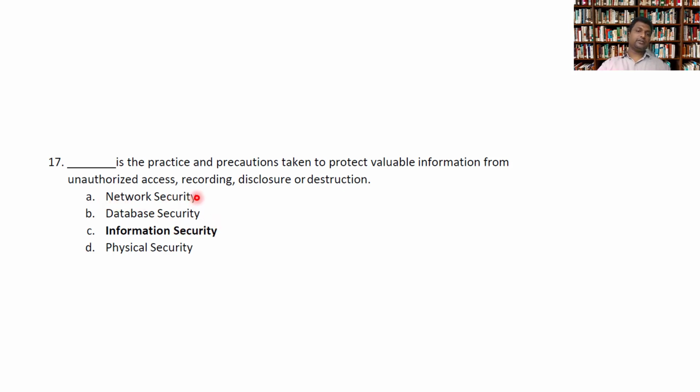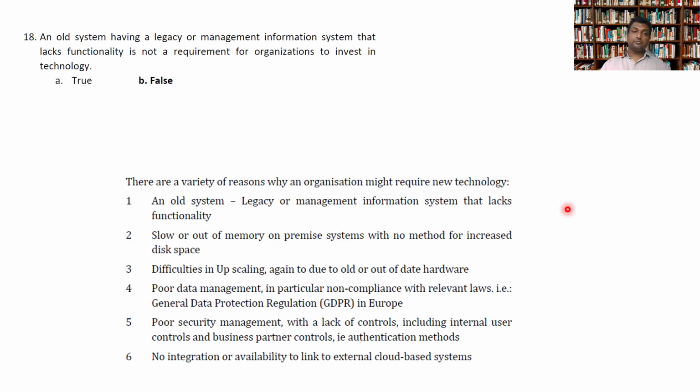Network security is protecting the network and the infrastructure. Database security is about protecting the database and providing access to people who should be accessing it. Physical security is about protecting the locations and the devices physically with security measures. So if you look at the question, we can say it is the practice and precautions taken to protect valuable information from unauthorized access, recording, disclosure, destruction. So protecting the information is information security. So let's move on to question number 18.